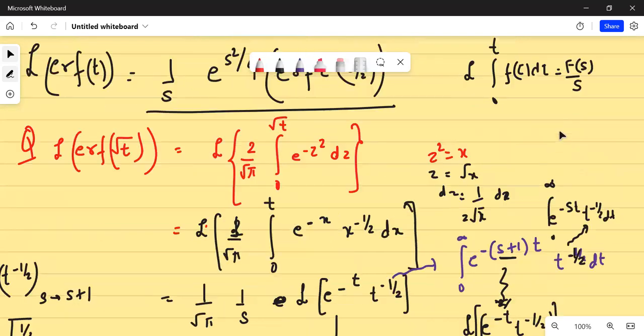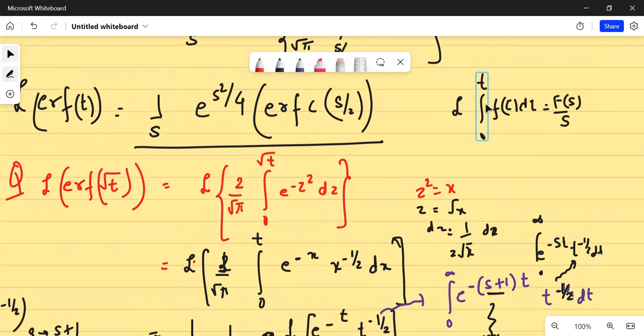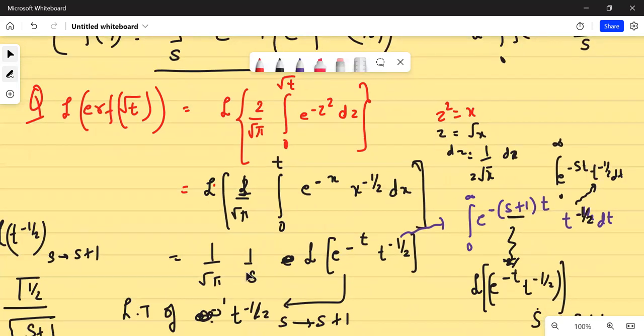Again, remember, I have given you this property: the Laplace transform of the integral from 0 to t of f(tau) d tau is equal to F(s) upon s. So the Laplace transform of the integral from 0 to t of e to the power minus x, x to the power minus half dx, would be simply 1 upon s times the Laplace transform of f(t). So what have I written? I have written 1 upon s times the Laplace transform of e to the power minus t, t to the power minus half.